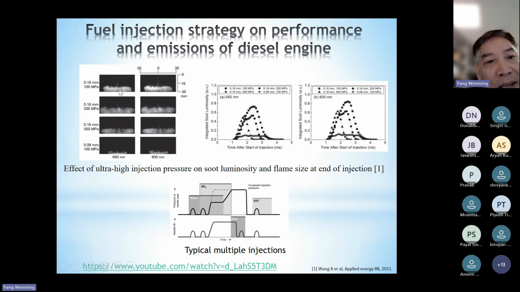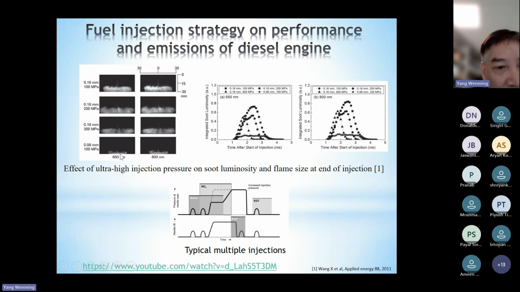However, the intensity will drop, correct? And as we further increase to 300 megapascal, between this one and this one, they are actually quite similar, correct?